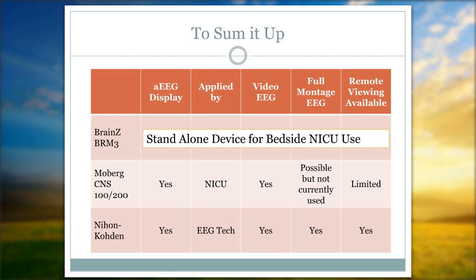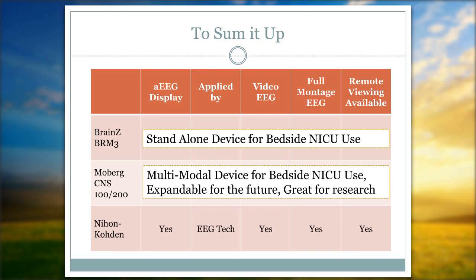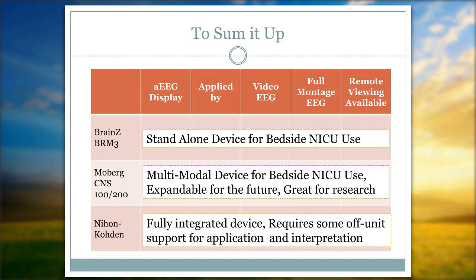So to sum it up, the Brains BRM3, you should really think of it as a standalone device for the bedside, really only for our use. The Moberg, however, is a little bit more sophisticated. It, again, is a multimodal device where we can plug in other bedside monitors. It's expandable for the future, potentially even doing full video EEG with it, and has some great potential for research, which is definitely one of the reasons why we included it in our neuro NICU.